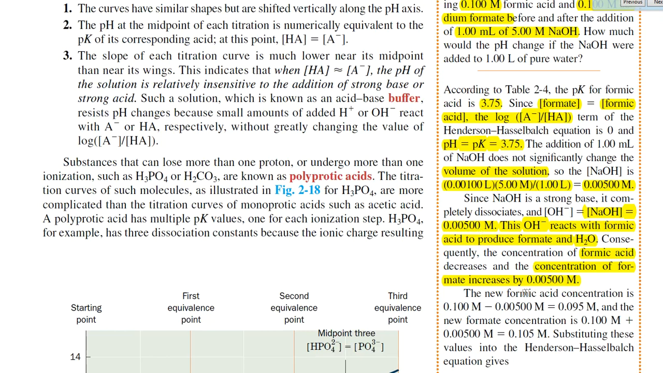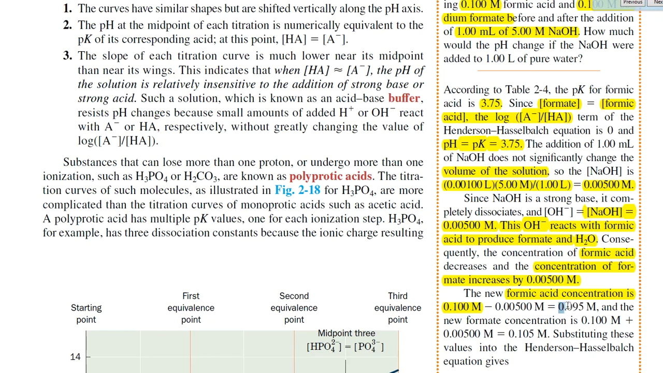Now what we found out is that the formic acid has decreased. So what was the initial concentration of formic acid? It was 0.100. And what is the final concentration of formic acid? We found out that the formate concentration has now become 0.005. That means 0.005 molecules have been taken out from formic acid to form formate. So we will subtract 0.005 from the initial formic acid concentration.